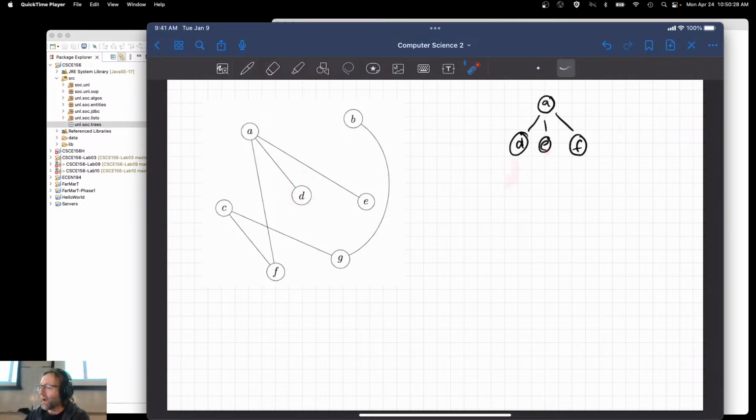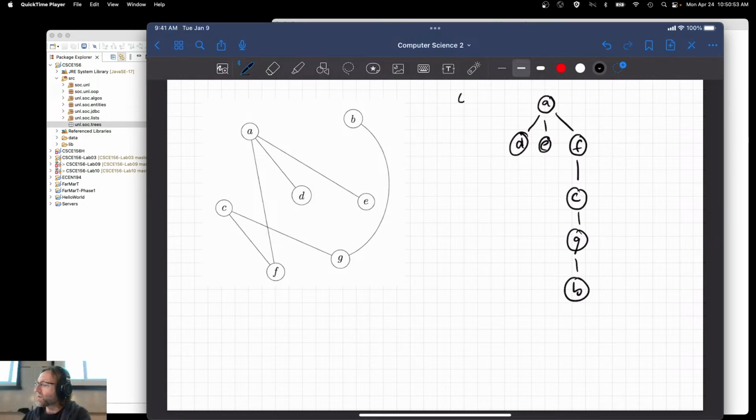Off of E, do I have any other vertices? Nope, that's the end of that. But off of F here, I have additional vertices hanging off of it. I've got C hanging off of that, I've got G hanging off of that, and I've got B hanging off of that. So again, if you imagine that you pulled this out of the paper, you dangled it, and shook it out so that gravity took over, that's what the orientation would look like.